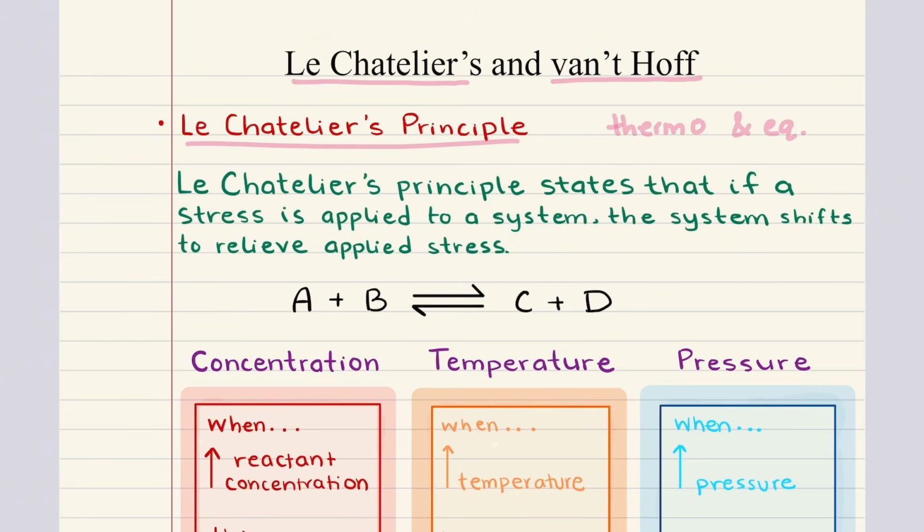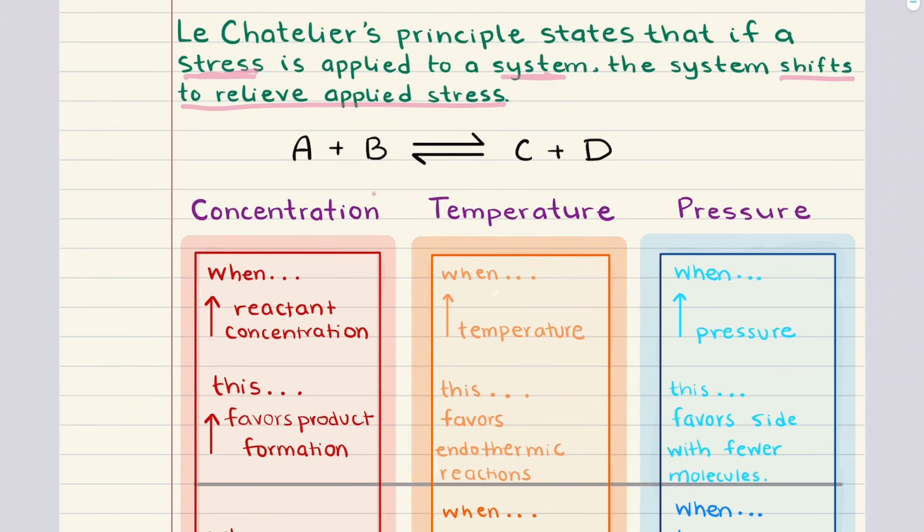This principle says that if a stress is applied to a system that's already at equilibrium, the system's going to shift in whatever way helps relieve that stress and reestablish equilibrium. The stresses that we're going to focus on are changes in concentration, pressure, and temperature.